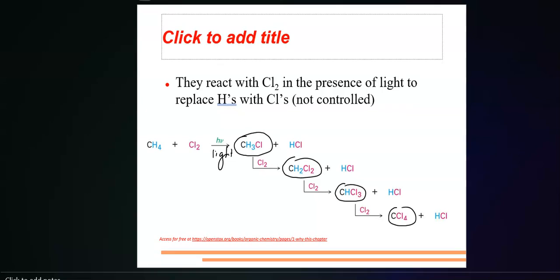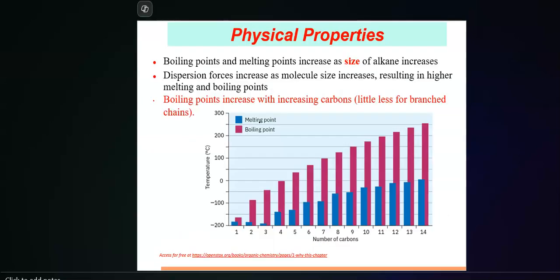Regarding some other physical properties, alkanes show an increase in their melting points and boiling points as the size increases. For example, you can see with this graph here that as the number of carbon atoms increases, the melting point and boiling point increase. The reason is the London dispersion force: as we increase the number of carbon atoms, there is a higher degree of London dispersion force, which causes the boiling points and melting points to increase.